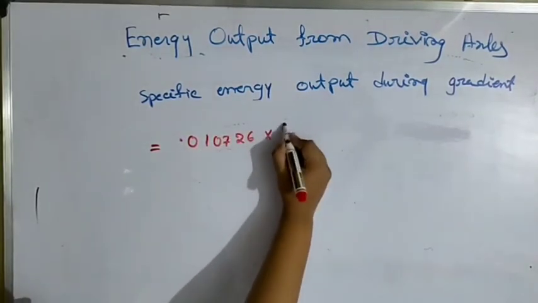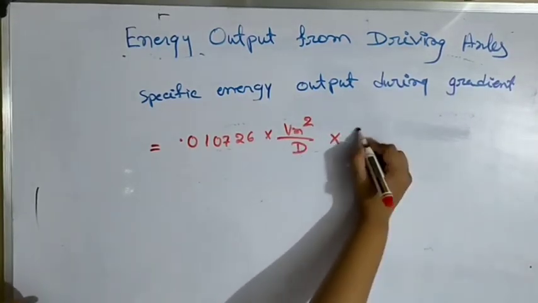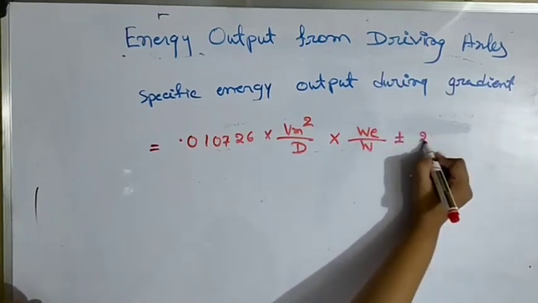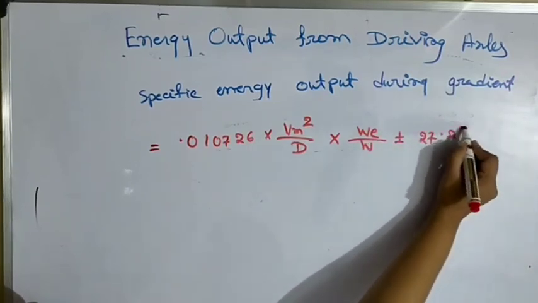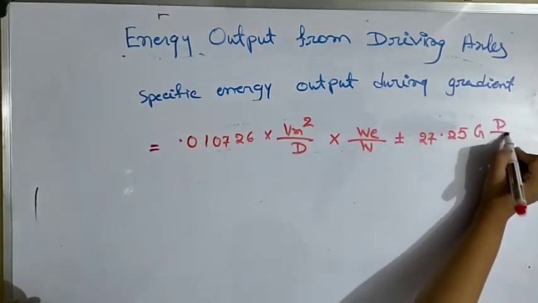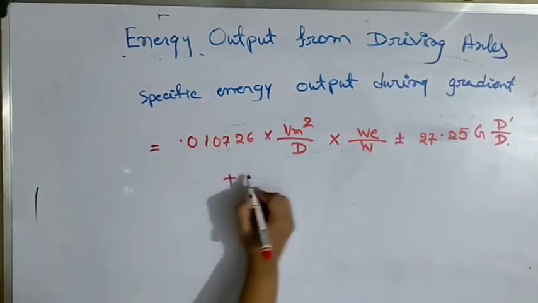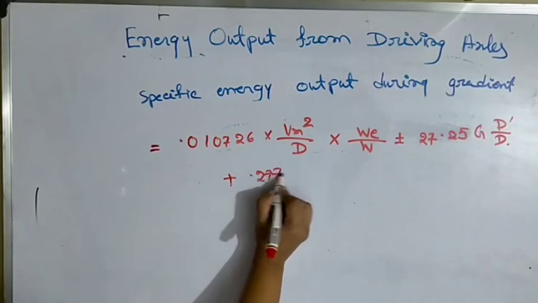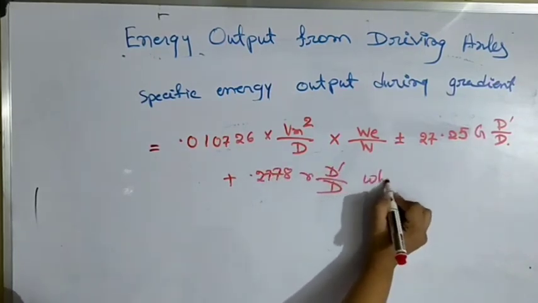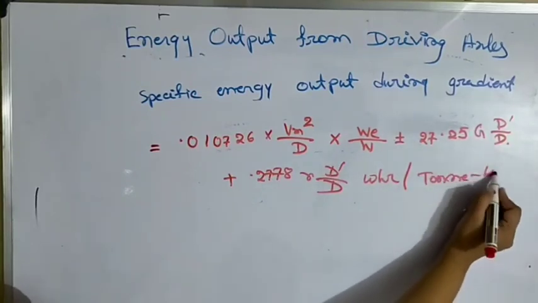Therefore, specific energy output is equal to 0.010726 into Vm square by D into We by W plus or minus 27.25 G D dash by D plus 0.2778 R D dash by D watt hour per ton kilometer.